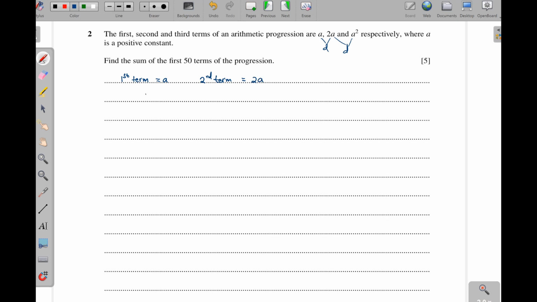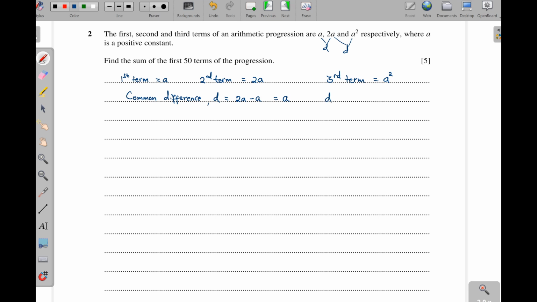So that means the common difference shall be equal to the second term minus the first term, which gives us a. You see that? Then also the third term, which is equal to a squared. Again, the common difference, that one is called d.